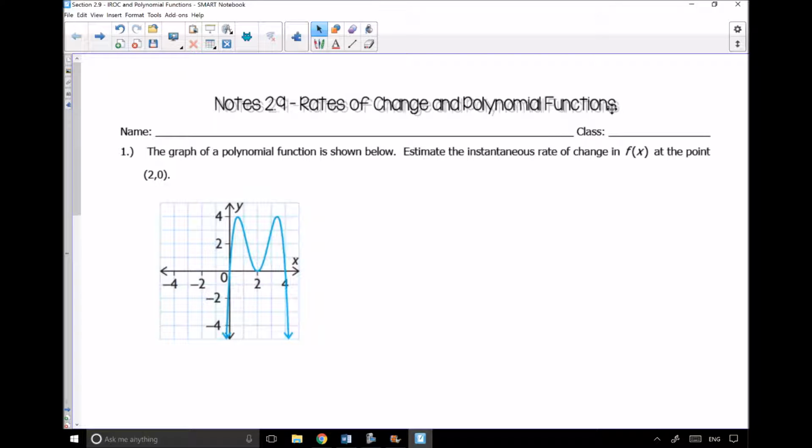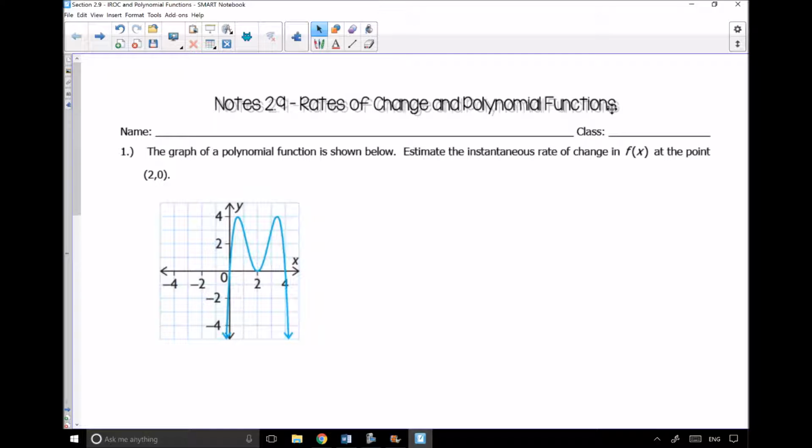Notes 2.9 are on rates of change in polynomial functions, and I have a feeling that this is going to be a little bit of a lengthier video, so please make sure that you are in a really good mindset and able to concentrate on what we're talking about, because this is a lot of really important information with regards to rates of change.